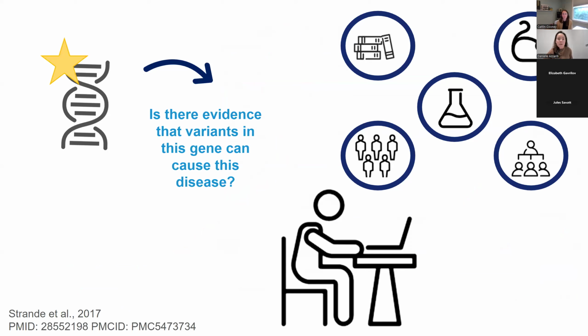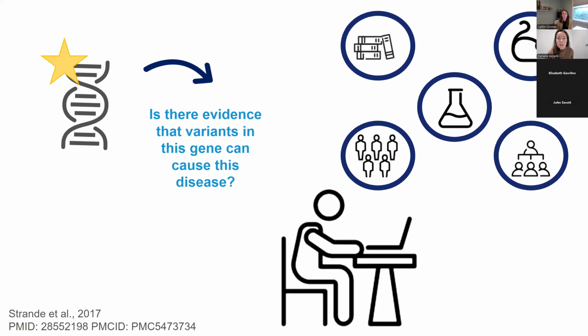So to answer this question, is there evidence that variants in this gene can cause this disease? ClinGen actually published a framework to systematically evaluate this. That was published in 2017, and since then, we've been using that framework and building upon it to do this work. This is a standardized way to evaluate evidence for or against a gene-disease relationship.